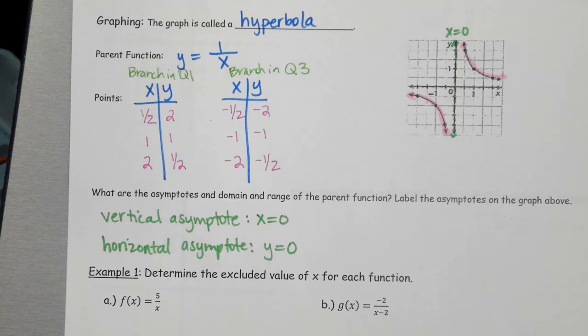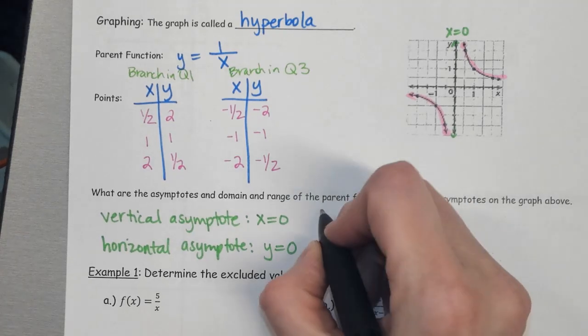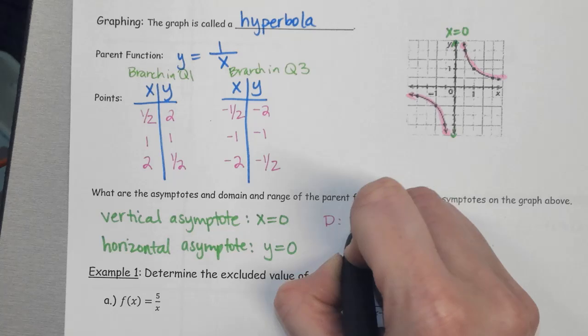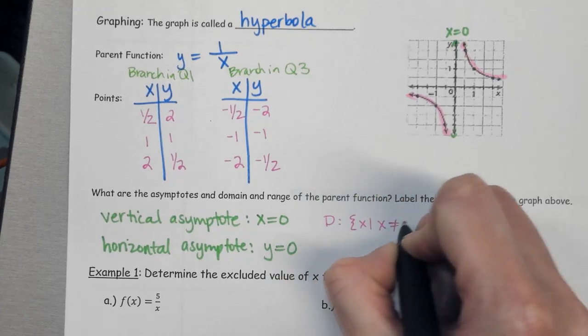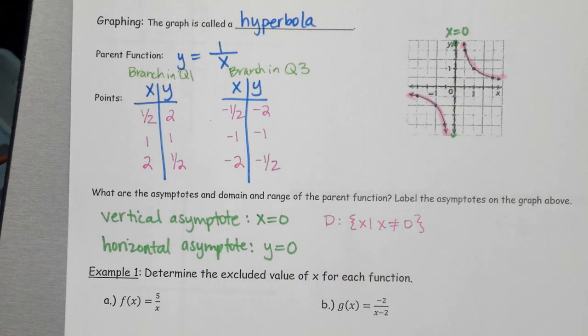And then this is going to tie into your domain and range. Your domain is going to exclude the vertical asymptote, so x can't be 0. We know that because we've been working with fractions all year, right? For a fraction, we know that the denominator can't be 0. That's not going to give you a valid answer. And then for the range, that's going to exclude the horizontal asymptote.